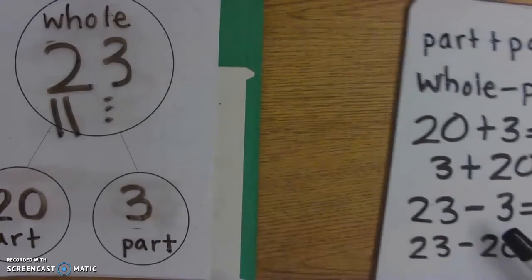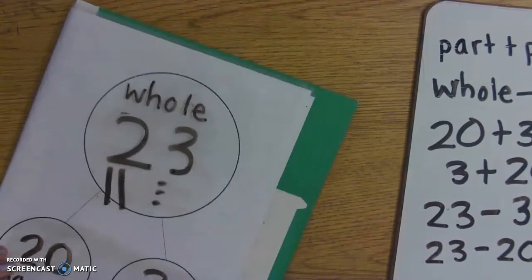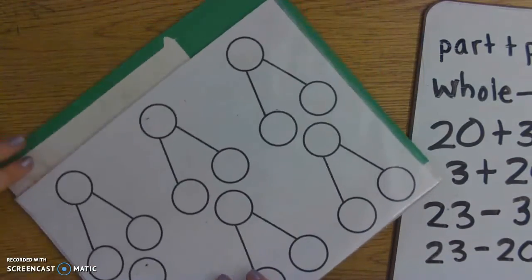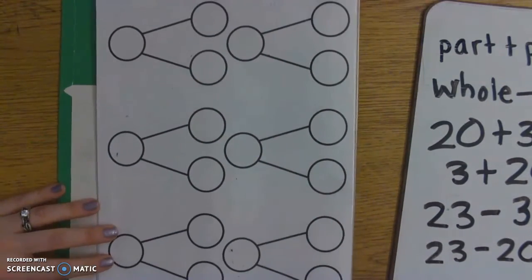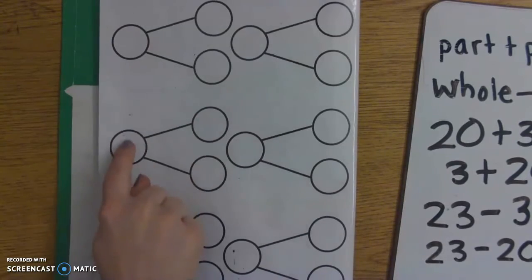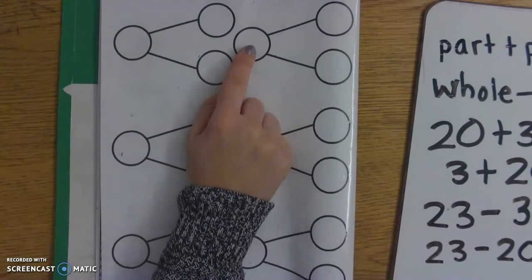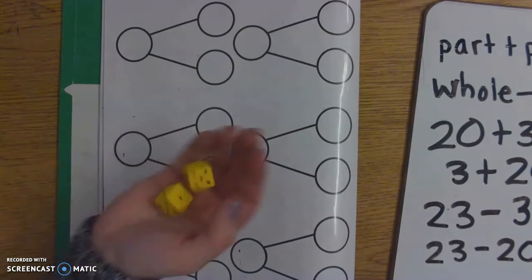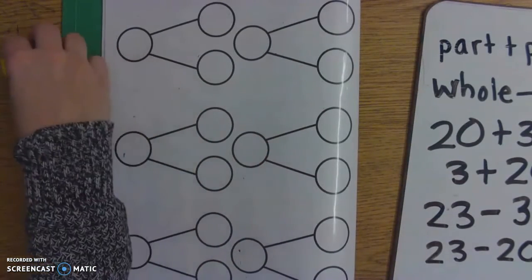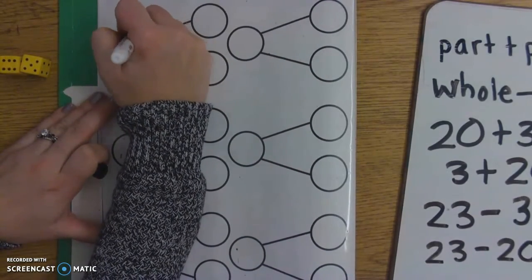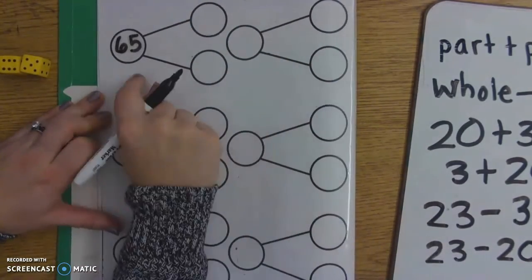All right, my friends, here's your challenge now. Ready? Flip to the page that has 6 different number bonds on it. What I want you to do is roll your dice to create 6 different 2-digit numbers, which means if you roll the same one twice, I want you to re-roll it. So I'm going to roll, and I got a 6 and a 5. So I'm going to build 65.